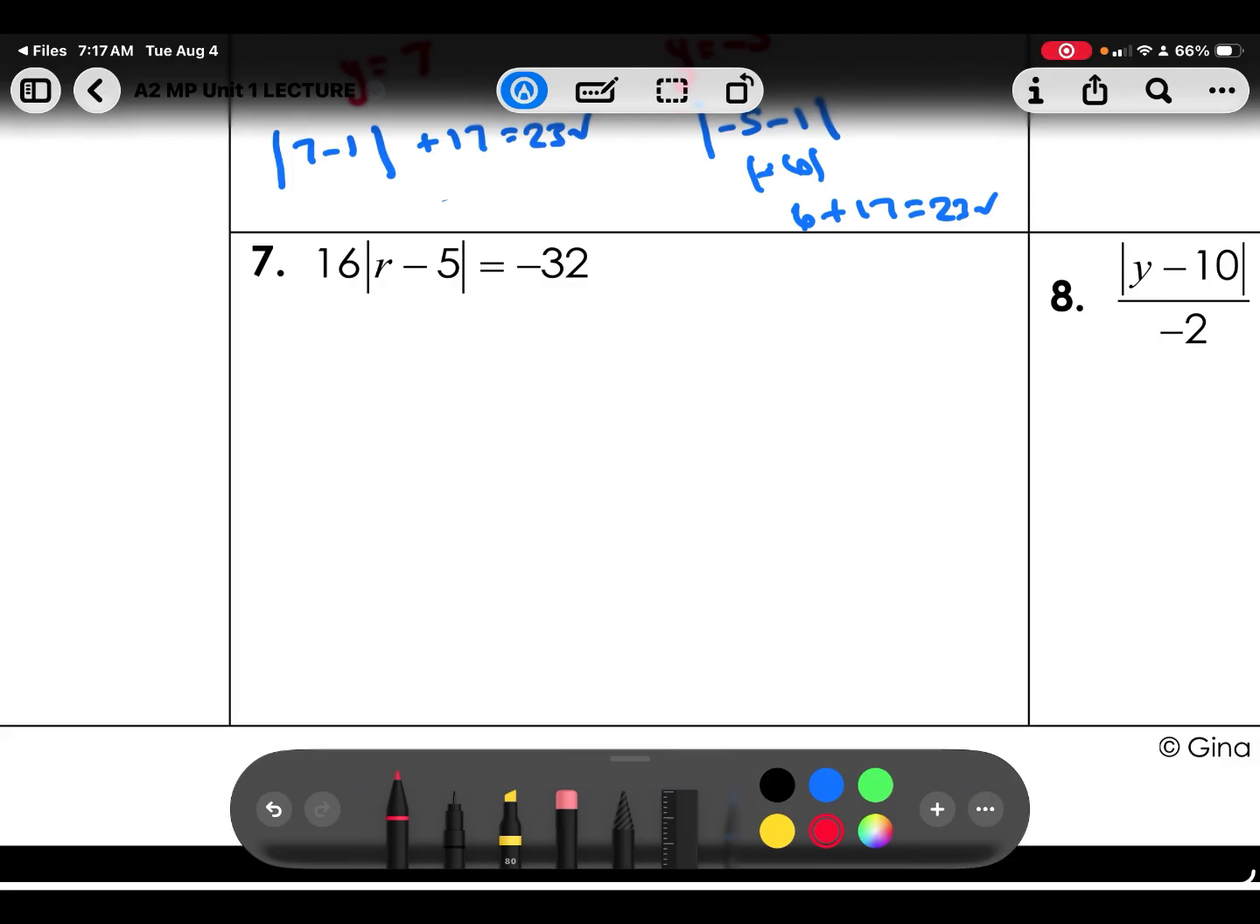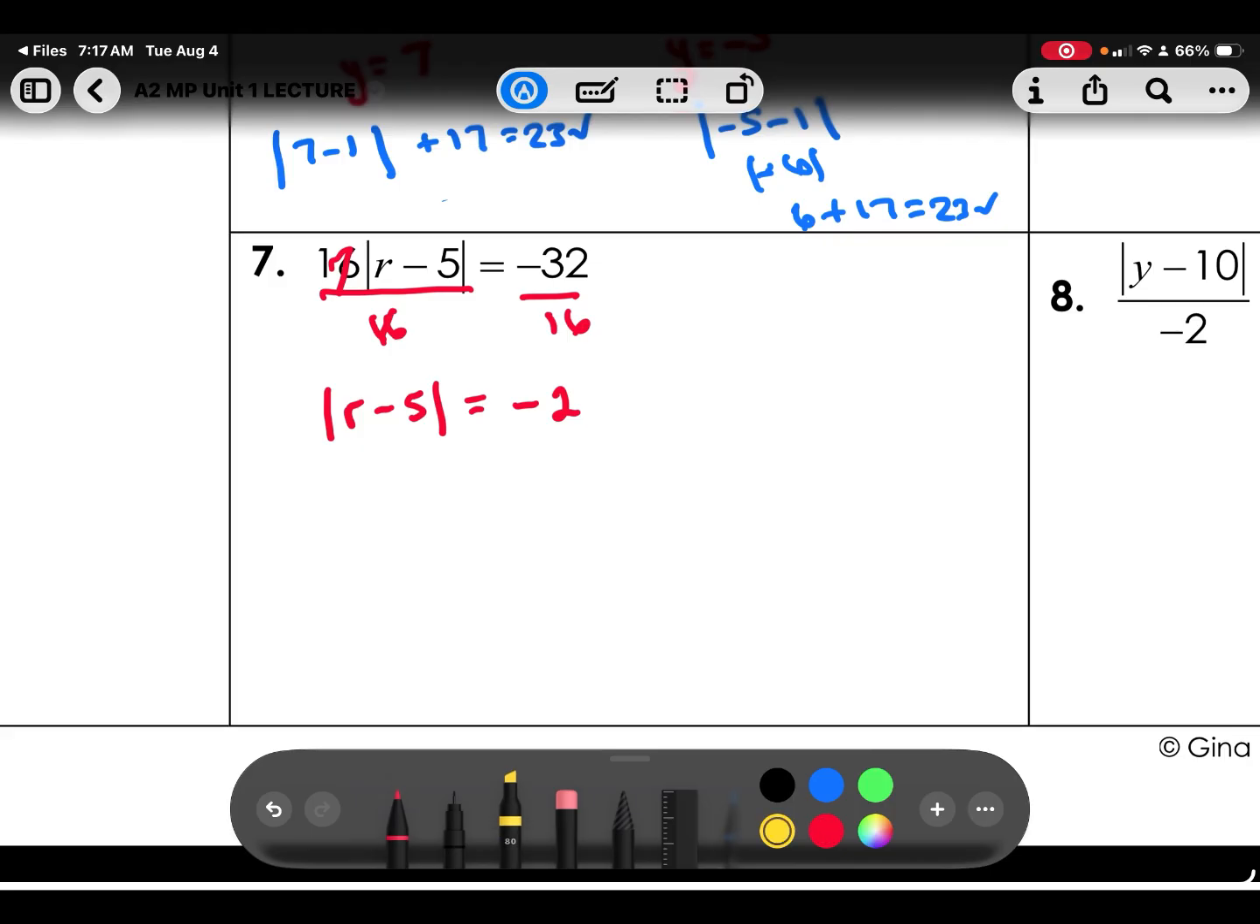All right, let's look at number 7. We have 16 times the absolute value of r minus 5 equals -32. So once again, I don't have my absolute value isolated, so I need to do that, and I'll do that by dividing both sides by 16. So those cancel out, and now I have the absolute value of r minus 5, and that equals -2. And it says that we're going to create our two cases, but I want to stop right there.